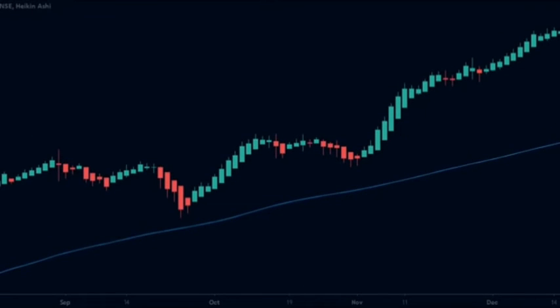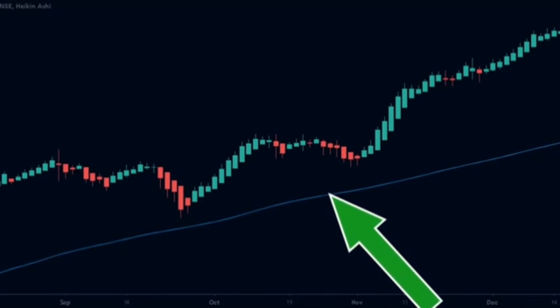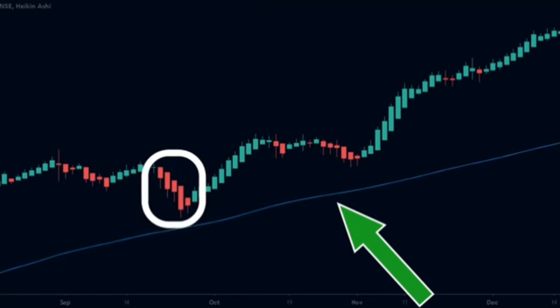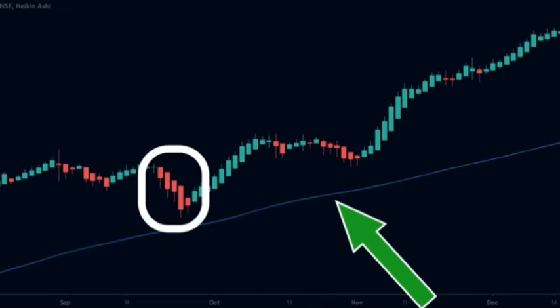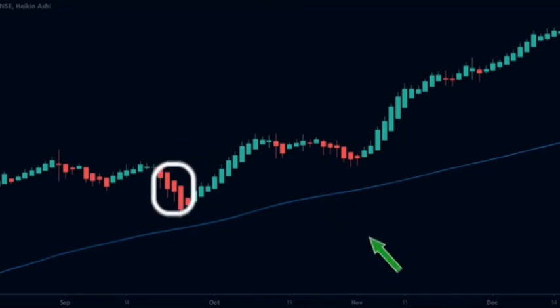Here is a trade example. Here we can see that the price is trading above the 100-period moving average. Hence, we will only look at buying. We first need to wait for a small pullback. We can easily identify it as a series of red candles appear here. Now we will wait for our buy setup to appear.